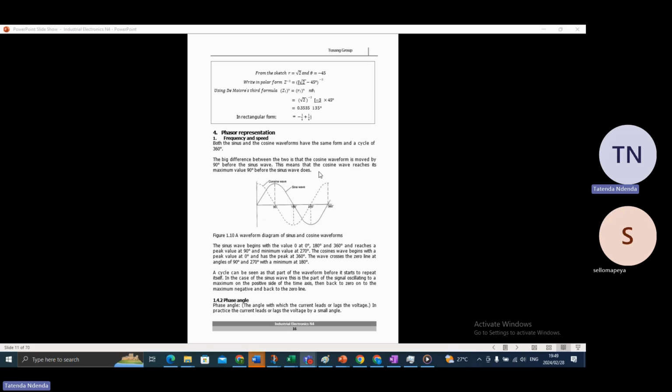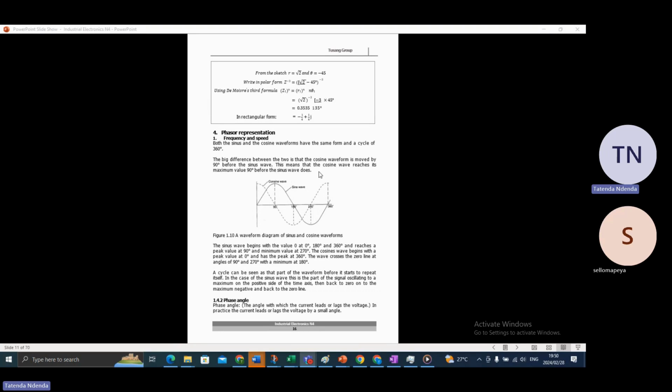Whereas the cosine wave begins with a peak value at 0 degrees and has a peak at 360 degrees. The wave crosses the zero line at angles of 90 degrees and 270 degrees, with a minimum at 180 degrees. Okay, so a cycle can be seen as that part of the waveform before it starts to repeat itself. In the case of the sine wave, this is the part of the signal oscillating to a maximum on the positive side of the time axis, then back to zero, to the maximum negative, and back to the zero line.